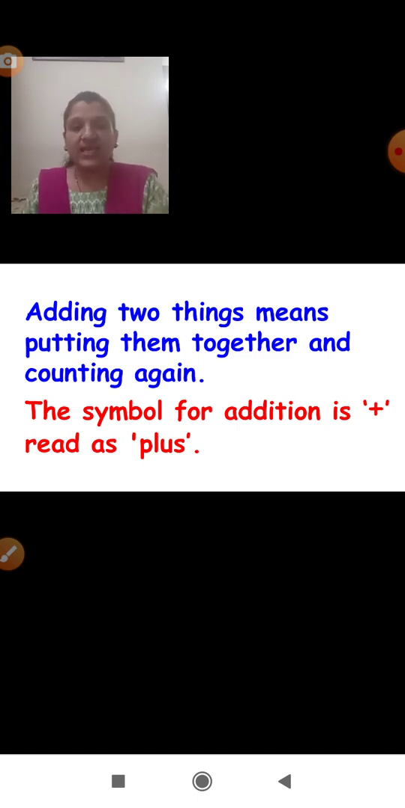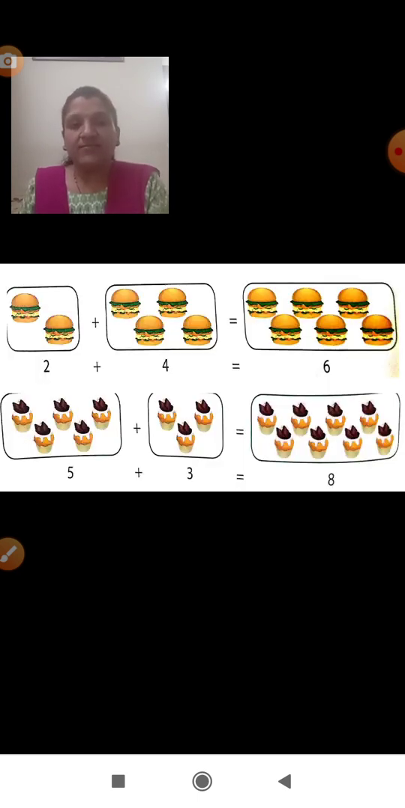Now we will see some examples of addition. What do you see over here? First example, these are burgers. In the first box, how many burgers do you see? 1, 2. 2 burgers. In the second box, how many burgers do you see? 1, 2, 3, 4. 4 burgers.